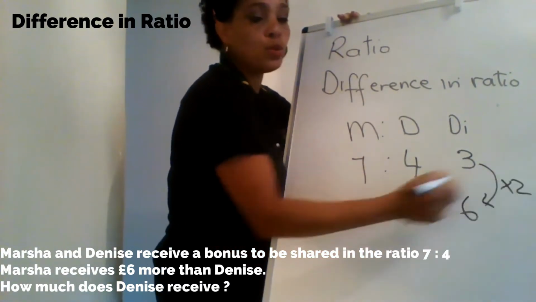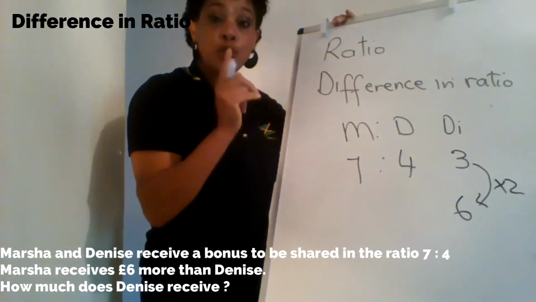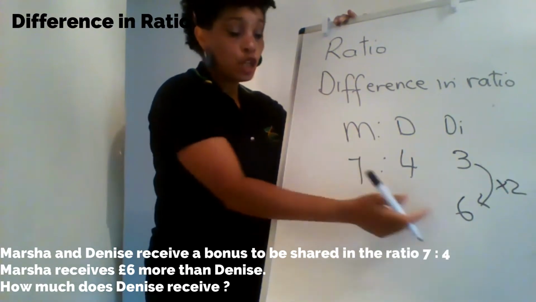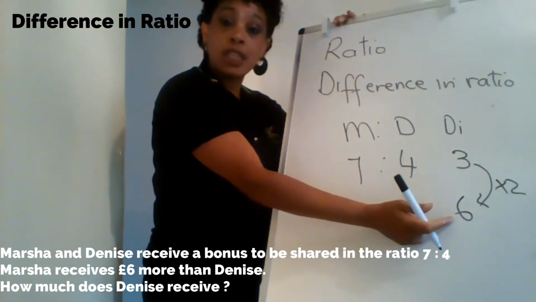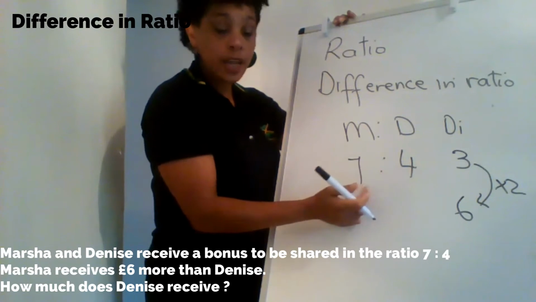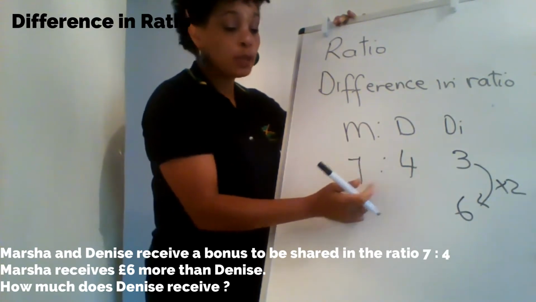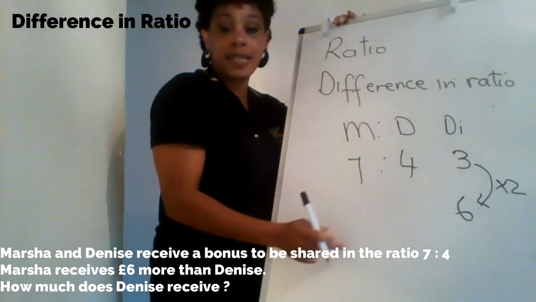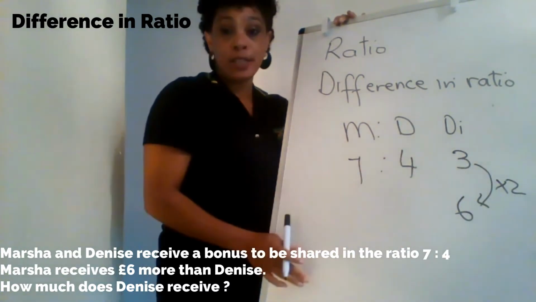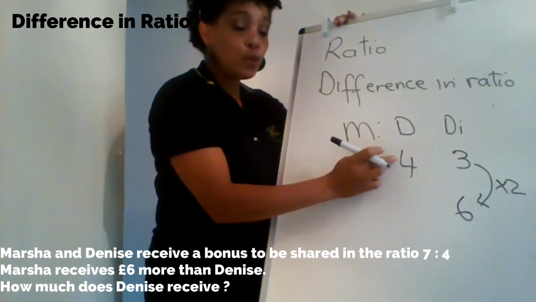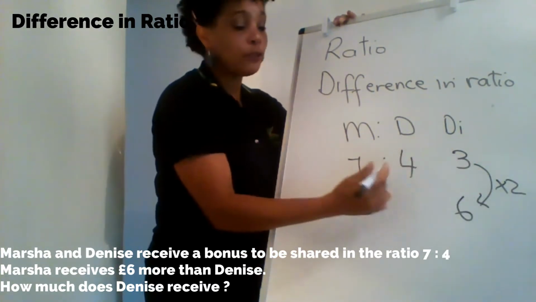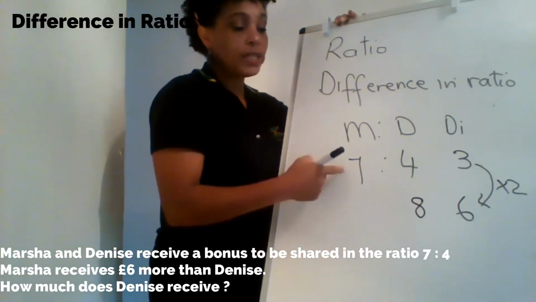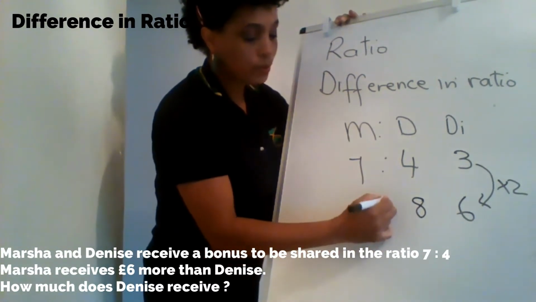Times it by 2. It means 1 part was 2, because if 3 parts is 6, because 3 parts is the difference, she got £6 more. The £6 more, if you can look here, it means that £6 more is the same thing as 3 parts more. So 3 parts is £6. So 1 part is £2. So all we've got to do now, 4 parts, if 1 part is £2, 4 parts is going to be £8. 7 parts is going to be £14.